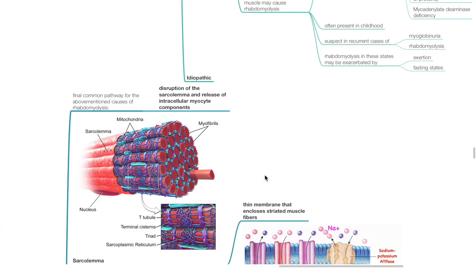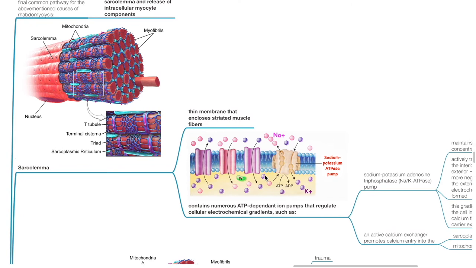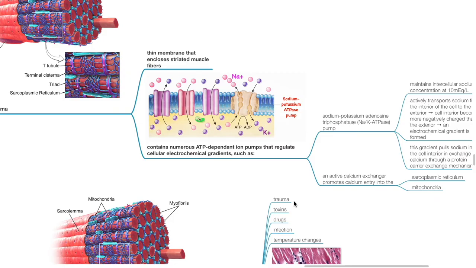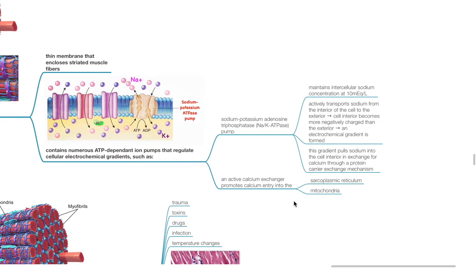Pathophysiology. The final common pathway for the above mentioned causes of rhabdomyolysis is the disruption of the sarcolemma and release of intracellular myocyte components. The sarcolemma is a thin membrane that encloses striated muscle fibers. It contains numerous ATP-dependent ion pumps that regulate cellular electrochemical gradients, such as the sodium-potassium adenosine triphosphate pump, which maintains intracellular sodium concentration at 10 mEq per liter. It actively transports sodium from the interior of the cell to the exterior. The cell interior becomes more negatively charged than the exterior, and an electrochemical gradient is formed. This gradient pulls sodium into the cell interior in exchange for calcium through a protein carrier exchange mechanism. An active calcium exchanger promotes calcium entry into the sarcoplasmic reticulum and the mitochondria.